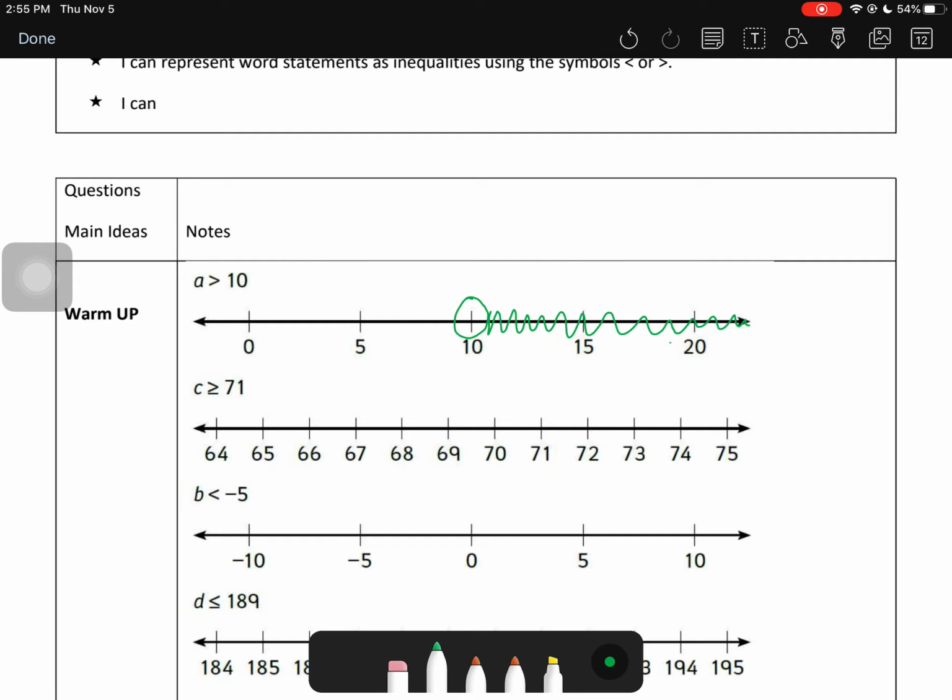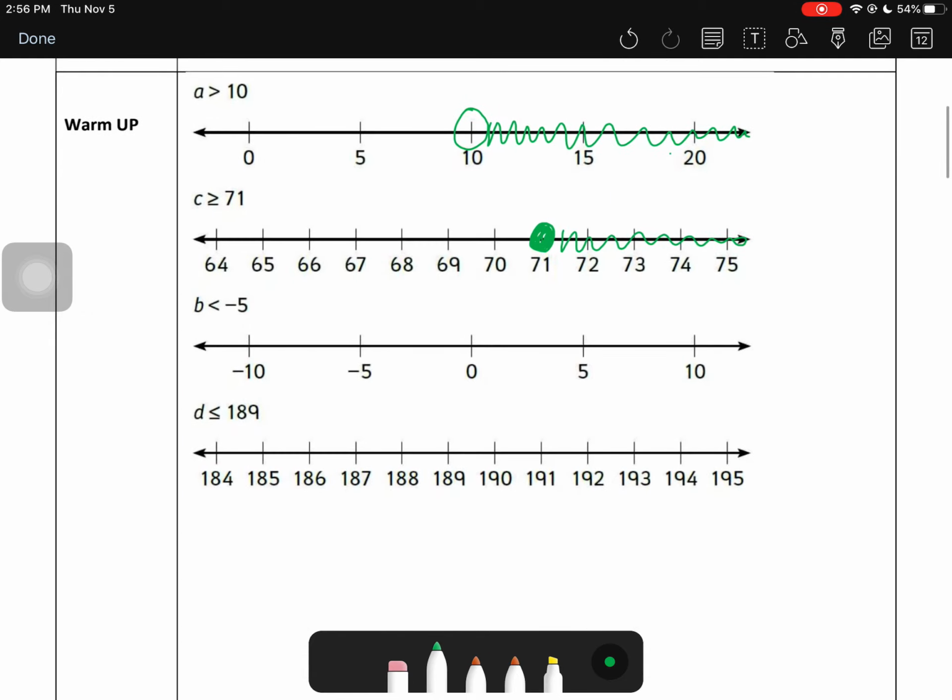C is greater than or equal to 71. Put our circle on 71, and this time we'll fill it in since it could be equal to, and since it's greater, we'll shade to the right. B is less than -5, so we're going to put an open circle at -5 because it's not equal to, and it says less than, so it's going to shade to the left. D is less than or equal to 189, so look at 189, we'll put a filled in circle, and less than means it's going to be shaded to the left.